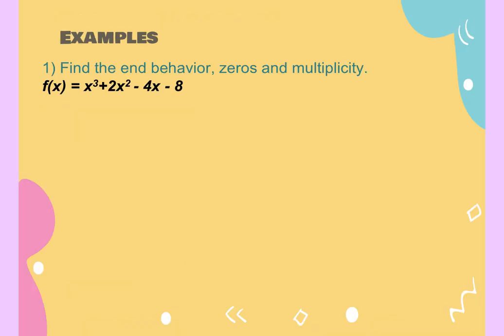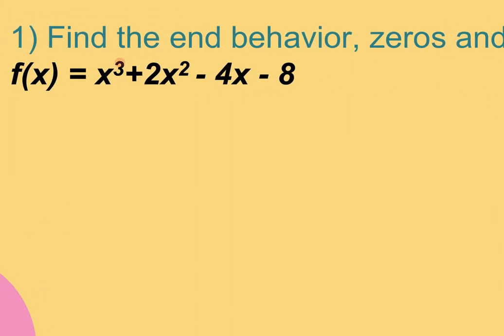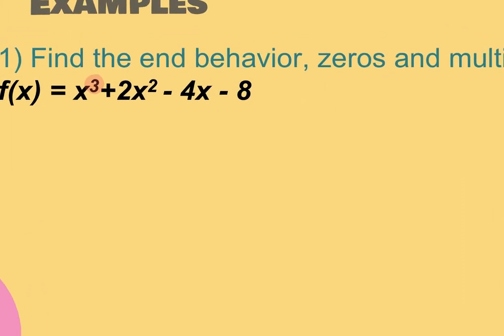Okay, so we're just going to do this one, then we're going to stop. The end behavior, the zeros, and the multiplicity. So first of all, look at my function. Is it in decreasing degree order? Is it in highest exponent down to none? Yes. So what's the degree of this function? 3, which is even or odd? Odd, which means one's going up, one's going down.